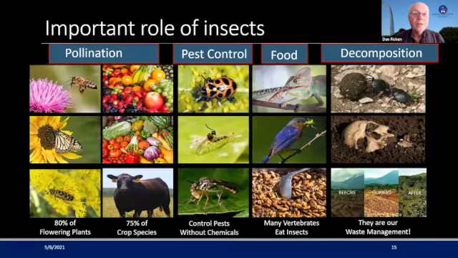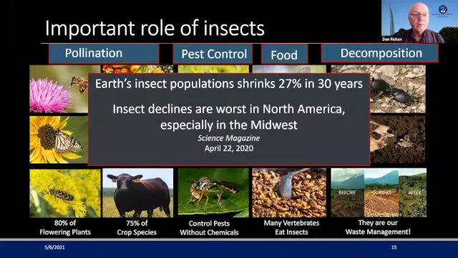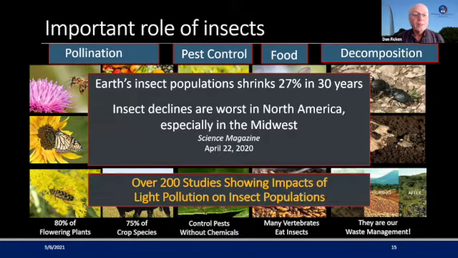Now, the lowly insect, we don't think much about insects, but insects are declining very rapidly. And one of our board members is a behavioral ecologist, really loves insects, focusing on moths, whatever else. And he talks about pollination and pest control and food and decomposition. The insects are important to our planet. Yet the Earth's population of insects is declining significantly, particularly in North America and the Midwest. And what he notes to me is that there are over 200 studies showing impacts of light pollution on insect populations.